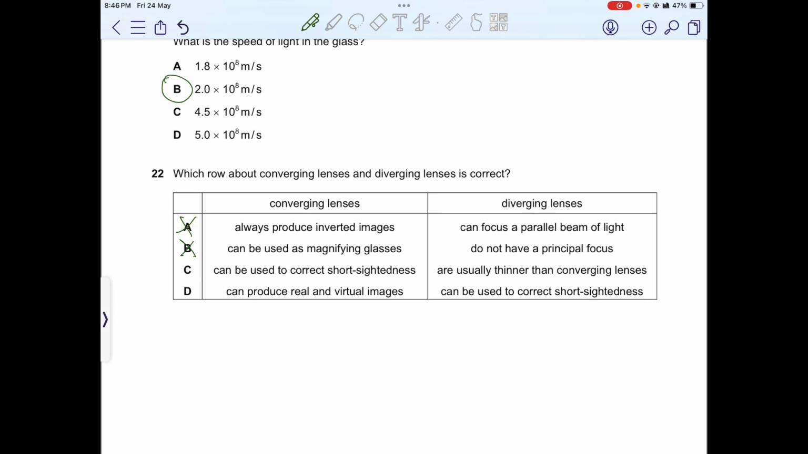Converging lenses can be used to correct short-sightedness? No, diverging lenses are used to correct short-sightedness, because in short-sightedness the image is being formed too early, before the back of the retina. So you need to extend the focal length, which is better done using diverging lenses. So C is incorrect. I think D would be correct, because converging lenses can produce real and virtual images, whereas diverging lenses can be used to correct short-sightedness, which is caused by the image being formed too early, before the back of the retina.